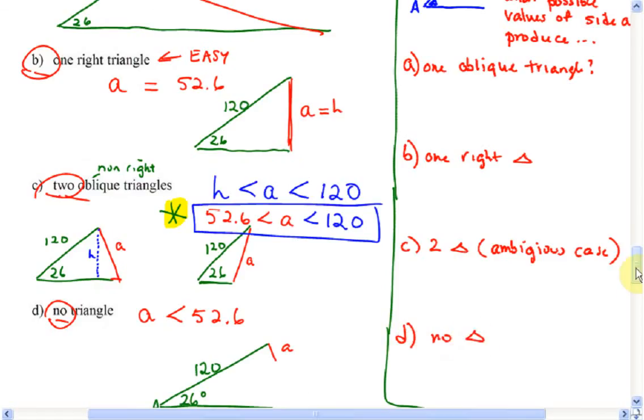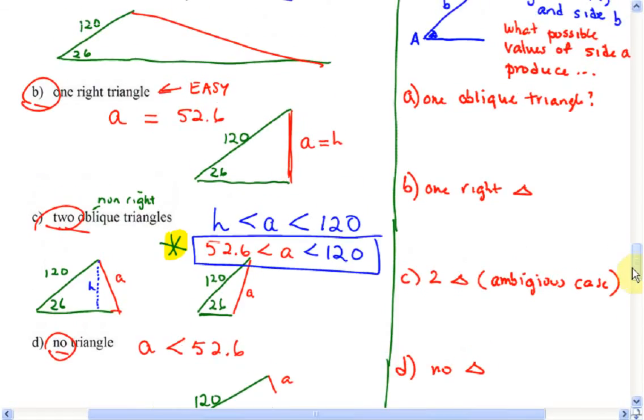Okay, so can you please write this down? And then let's see if you can come up with a nice general answer. That will help you do your homework tonight. This chart here will help you do your homework tonight.